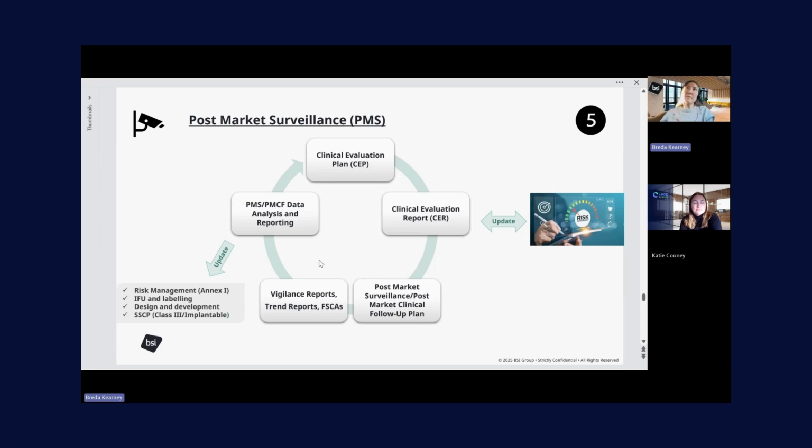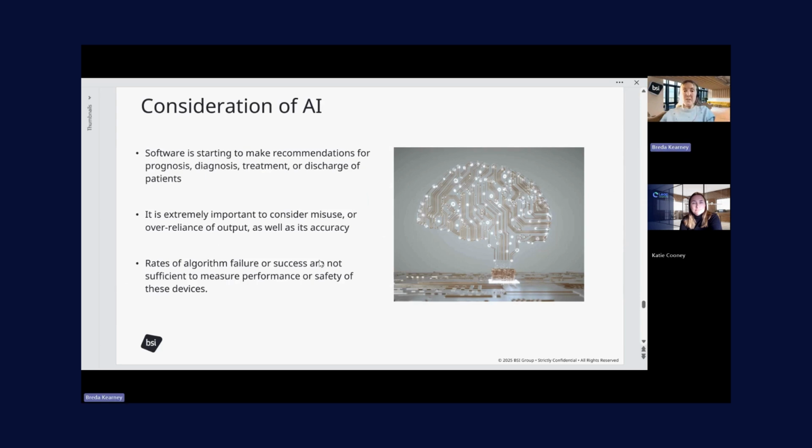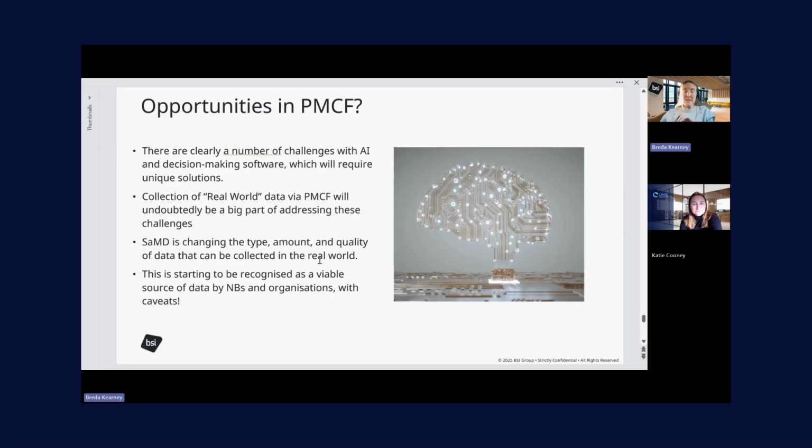And if you remember from the clinical evaluation process, one of the steps is identify what data you have, then you appraise it. So this is the new data that you're going to be getting, and you appraise it, you analyze it, and feed it back in. So I do have a couple of slides in here on AI, but just in the interest of time, I won't go through them, but they will be in the slide deck that Katie will be able to provide at the end of today.